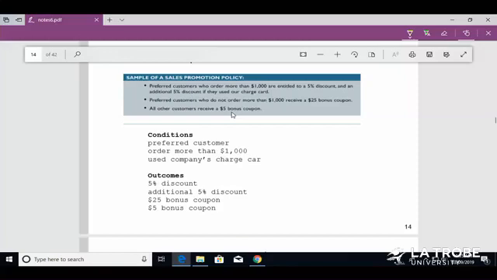So my conditions now are: preferred customer, order more than 1,000, used company's charge card. The outcomes are: 5% discount, additional 5% discount, 25 bonus coupon, 5 bonus coupon. So I have 3 conditions plus 4 outcomes. Basically now I have three conditions. How many rows will I have? How many columns? 8 exactly.